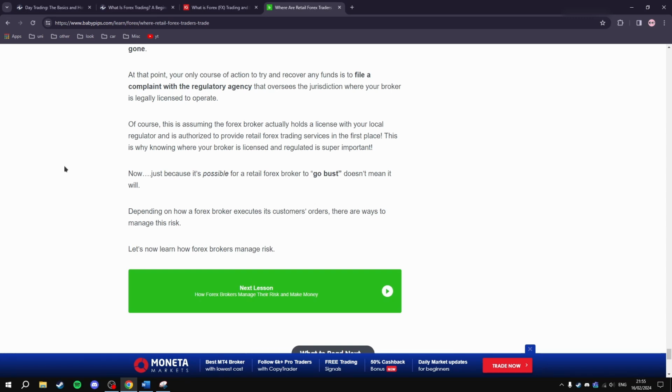That is to file a complaint with the regulatory agency that oversees the jurisdiction where your broker is legally licensed to operate. Of course, this is assuming that the forex broker actually holds a license for your local regulators and is authorized to provide retail forex trading services in the first place. This is why knowing where your broker is licensed and regulated is super important. Now, just because it's possible for a retail forex broker to go bust doesn't mean it will. Depending on how a forex broker executes its customers' orders, there are ways to manage this risk. Let's learn how forex brokers manage risk.